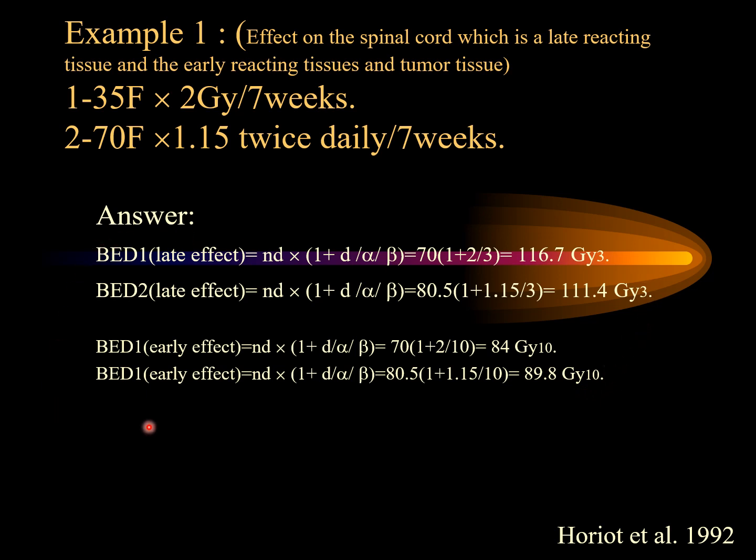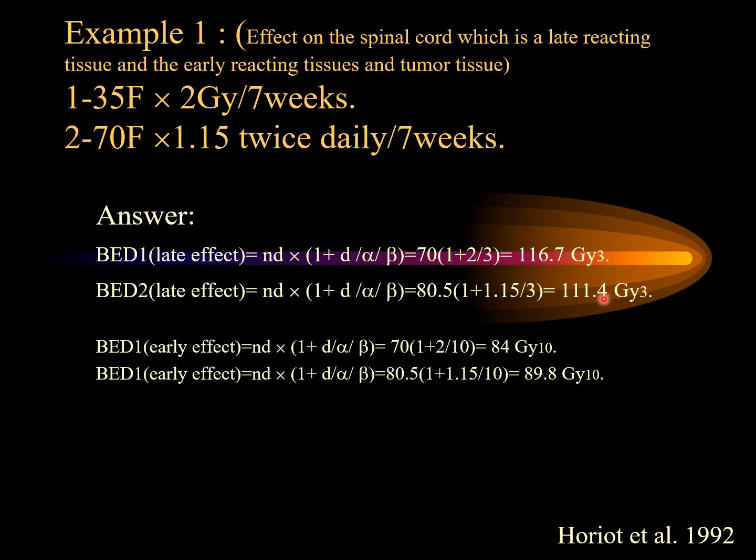So these are the results of the equations, but how do we interpret them? Look at the first part. Here we are looking at the spinal cord or fibrotic changes that may affect our patients. For the first fractionation, our dose was equivalent to 116. The biological effective dose is 116.7 gray 3. For the second fractionation regime, it was 111, meaning that for the late effect as an endpoint over the spinal cord, for example, our hyperfractionation is even cooler on the spinal cord when you compare it to the conventional fractionation.